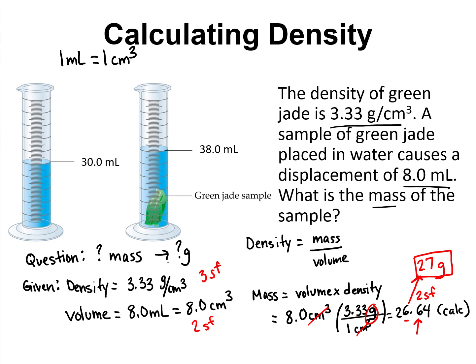The question was asking about a mass. So the units for mass should be grams. And that's why I do that in the very beginning. My question is about mass, so my answer should be something grams. And the math we did confirms that. The centimeters cubed cancels, and we're left with grams.